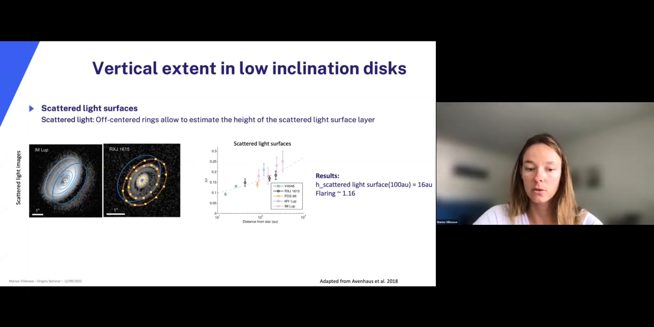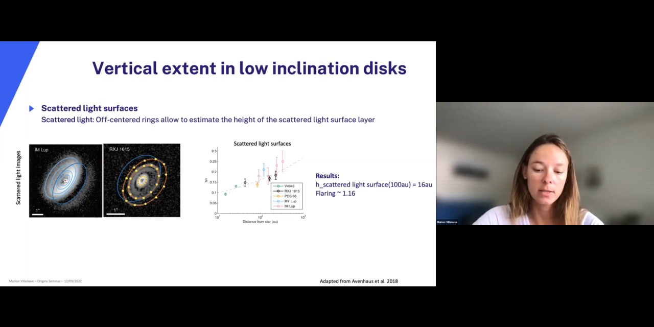But this is consistent because the scattered light surface is not directly the scale height. It is the combination of scale height and also optical depth effects. So the scattered light surface can be a bit higher than the actual dust or gas scale height. So this is showing the scattered light surface, which is an indirect tracer for the gas scale height.